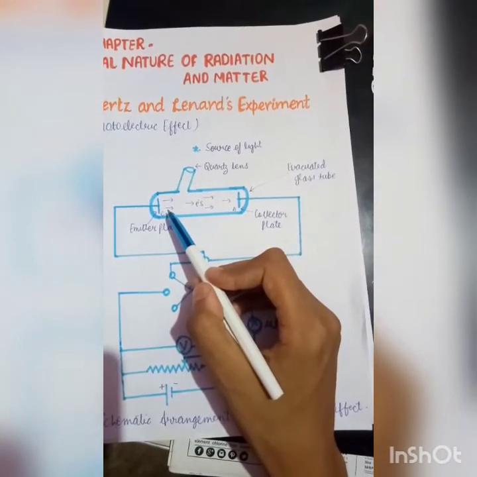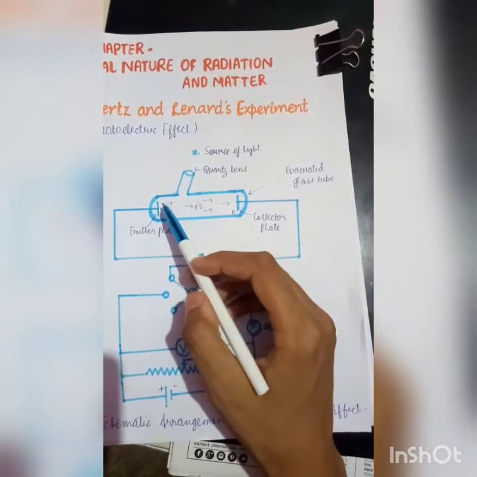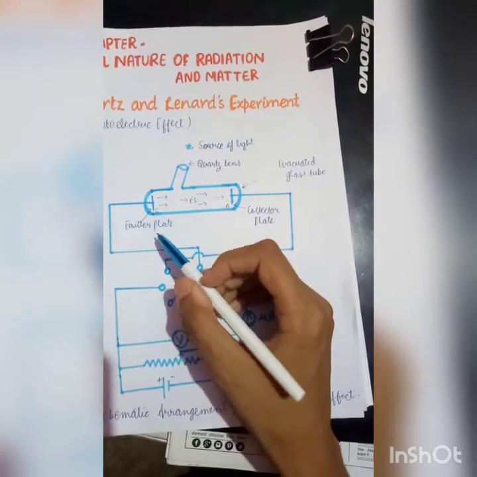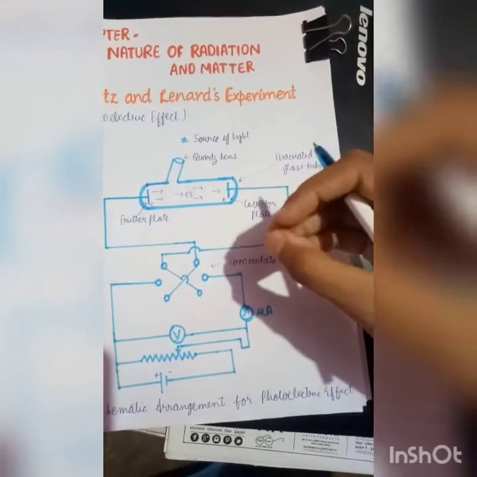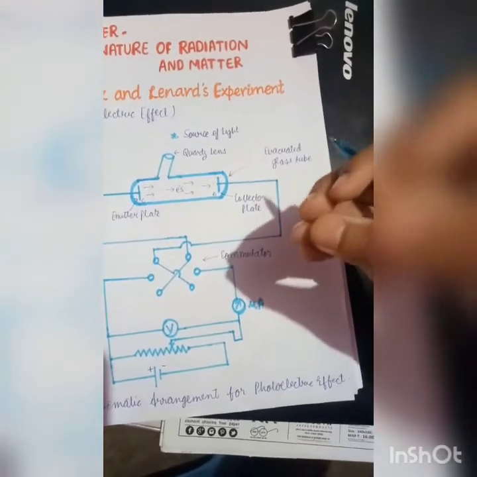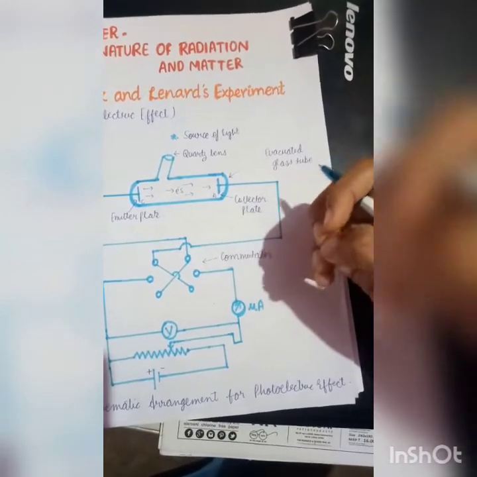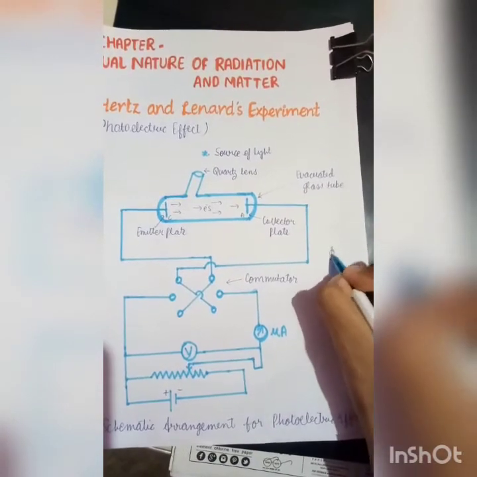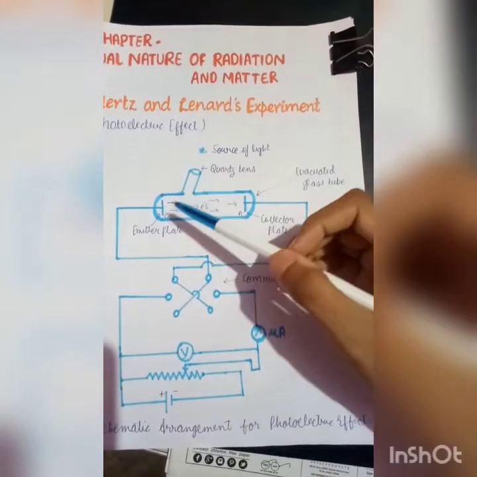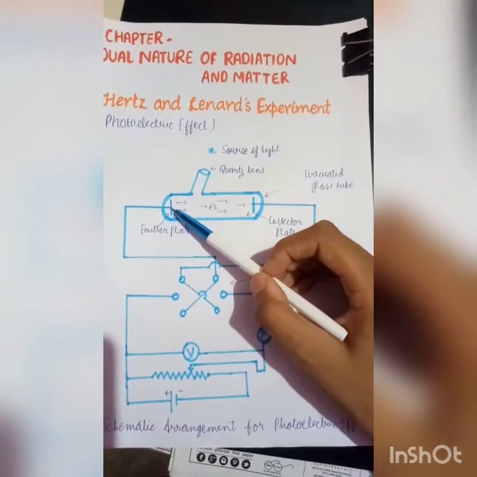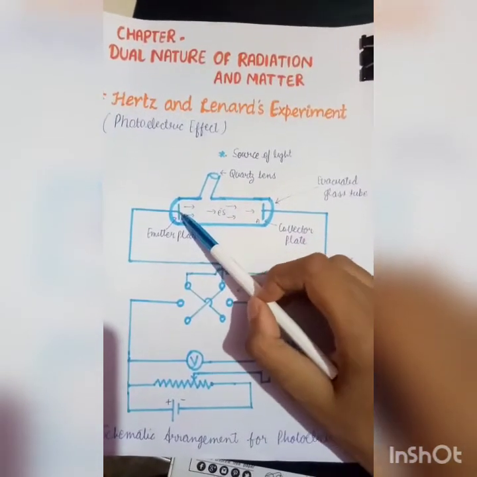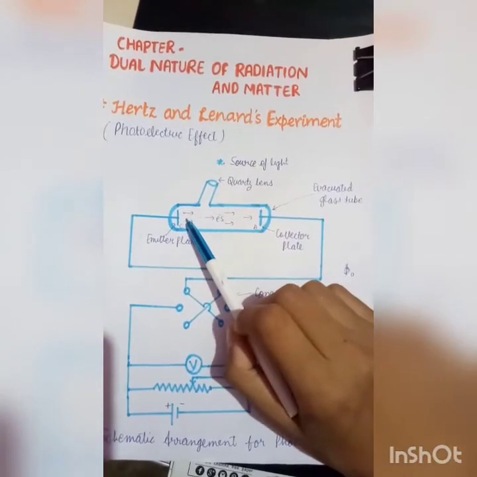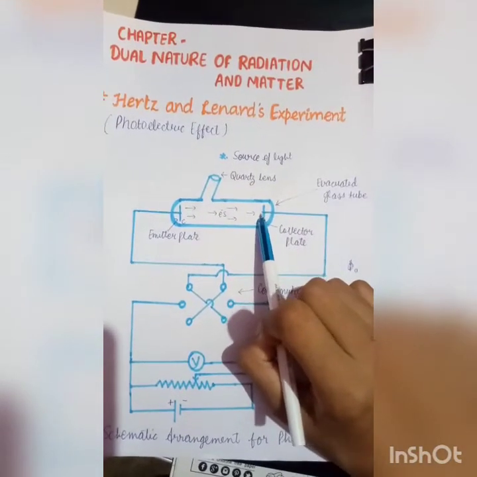What is this sufficient amount of energy? If these electrons absorb energy more than their work function. What is work function? Work function is defined as the minimum amount of energy required to pull an electron out from the metal surface. This is known as the work function of the metal, and it is denoted by phi naught. When the electrons on the upper surface of the plate get energy more than their work function, they are emitted out, and they travel towards the anode, the collector plate.